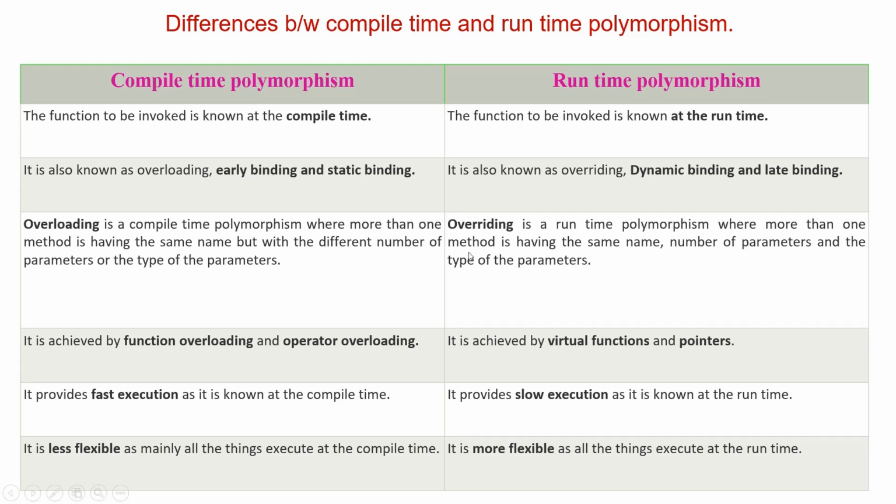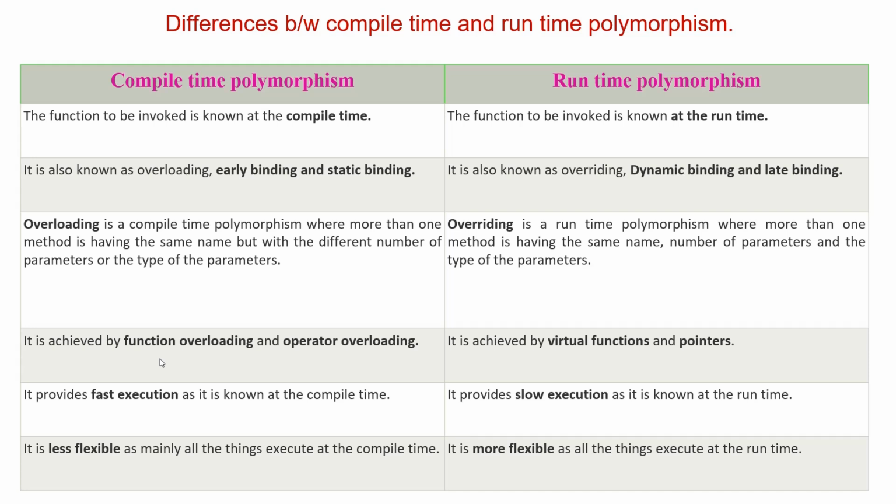Now, the fourth point: compile time polymorphism is achieved by function overloading and operator overloading. Fourth point of runtime polymorphism: it is achieved by virtual functions and pointers.